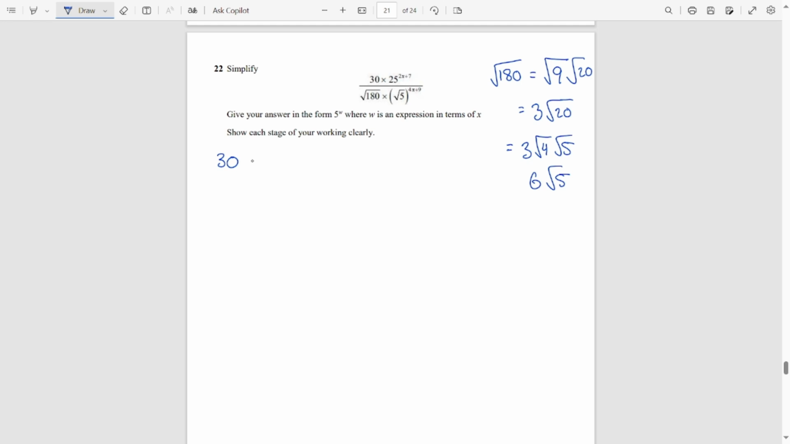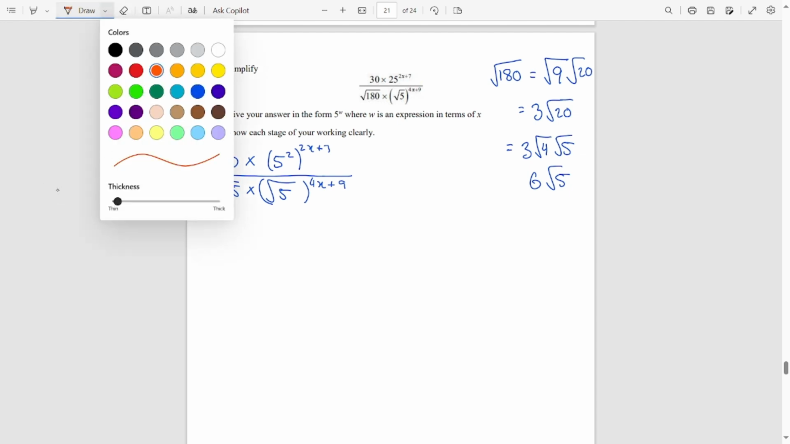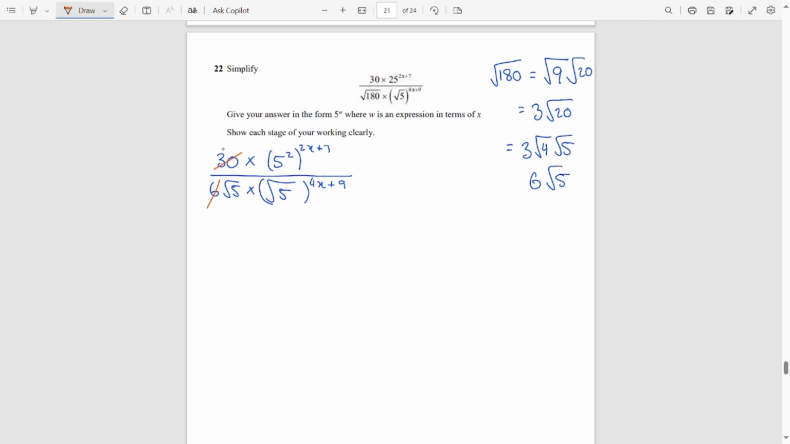So I'm going to write 30 times, I might replace at this point actually 25, I'm fairly certain we're going to need is 5 squared. So let's change that all to the 2x plus 7 over 6 root 5 times root 5 to the 4x plus 9. Great. And I can see that actually I can divide top and bottom by 6 now, because obviously we can divide this by 6, but 30 is also divisible by 6, and that's going to become a 5.